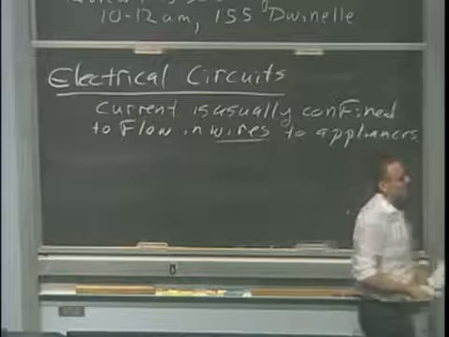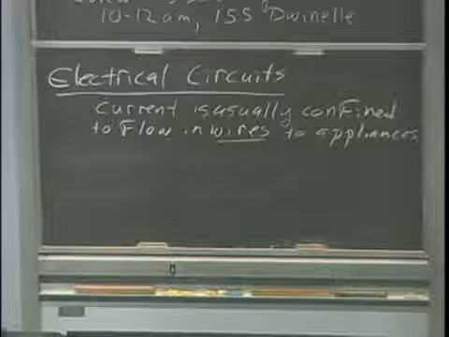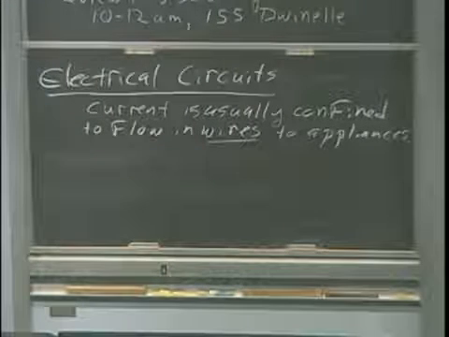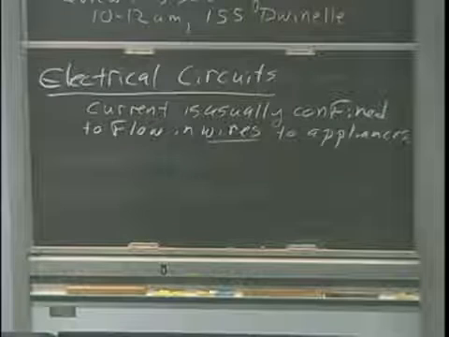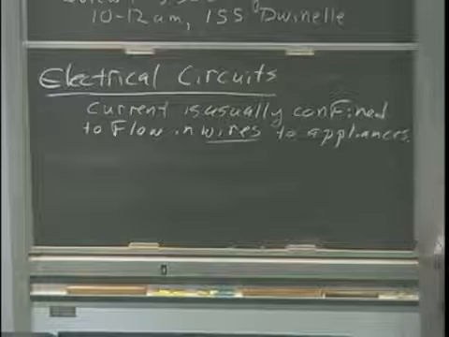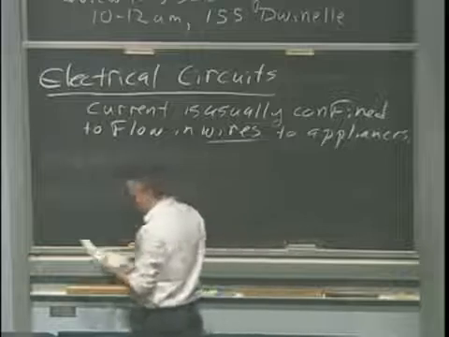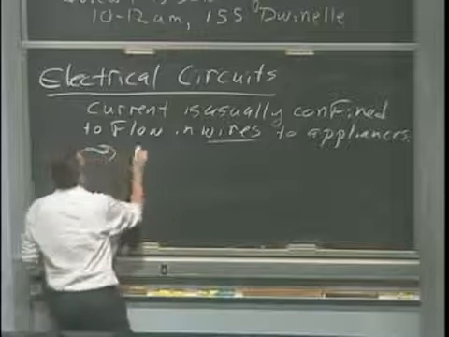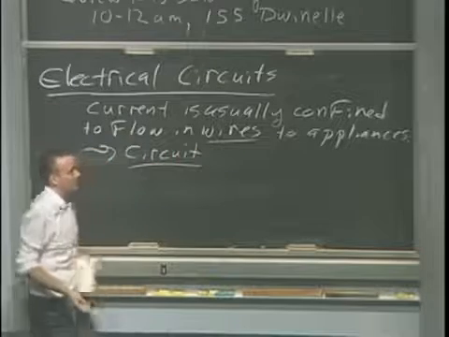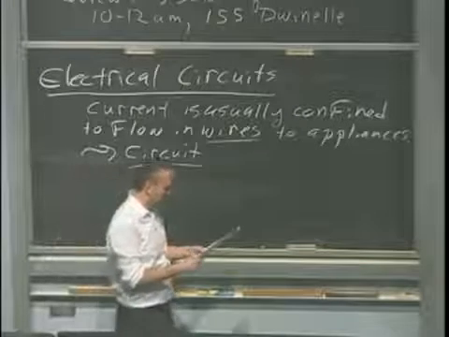Okay, to whatever appliance we're trying to power. So wires are just a very convenient way of allowing charge to flow, and it also means we can control where the charge is flowing, okay, which is important not just for safety reasons, but for actually getting the energy out and putting it where you want to. So current is usually confined to flow in wires, and this is just what we call a circuit. Okay. A circuit is a path for current to flow in order to get useful work out of it.